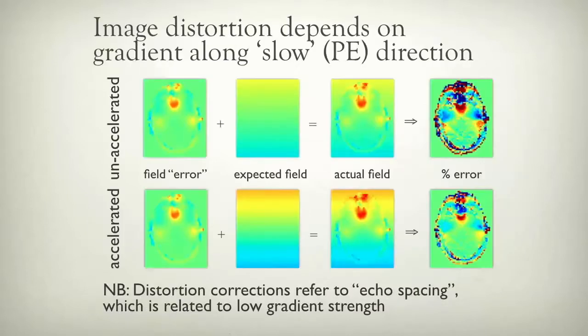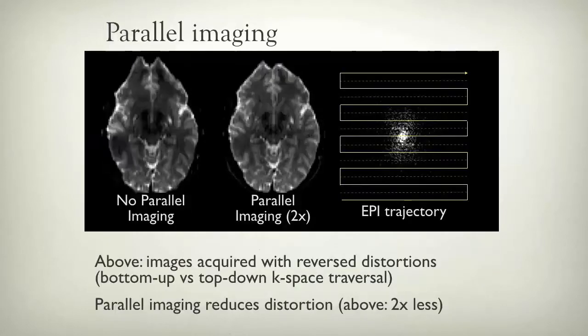Okay? So what effect does that have on the image? Here, if we were unaccelerated, the percent error would be relatively high. Yeah, okay, you can see that the gradient is a bit stronger there in the accelerated image, and so the percent error is lower. And so what that directly results in is lower distortions in the image.